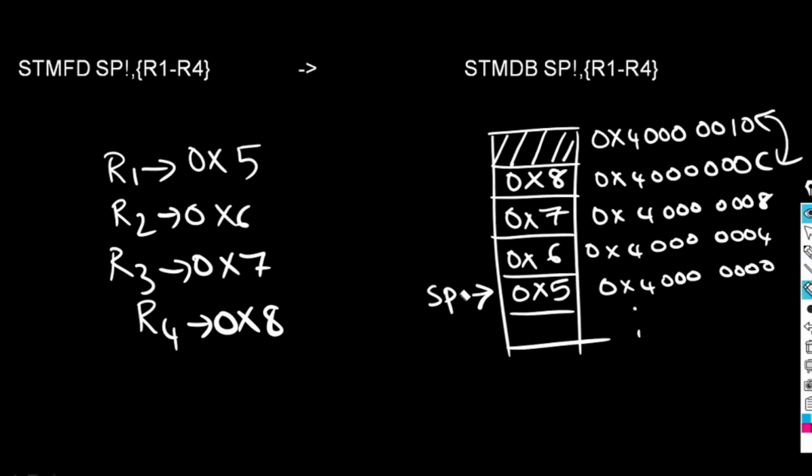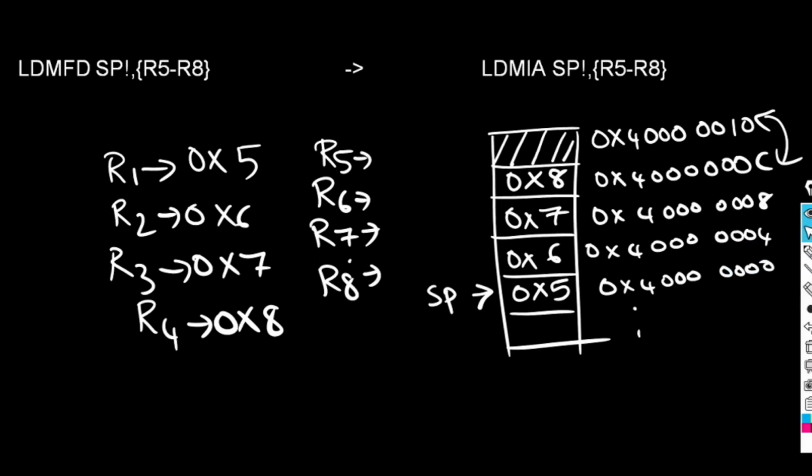Now let's consider the next case. That is, after performing the store operation, how will you load this data? Let me assume I have some registers R5, R6, R7, R8. I want to load all values from here and place them in these registers. Then what do I have to do? If I'm speaking about the stack model full descending, there is very little I have to do there. I have to use the instruction LDMFD.